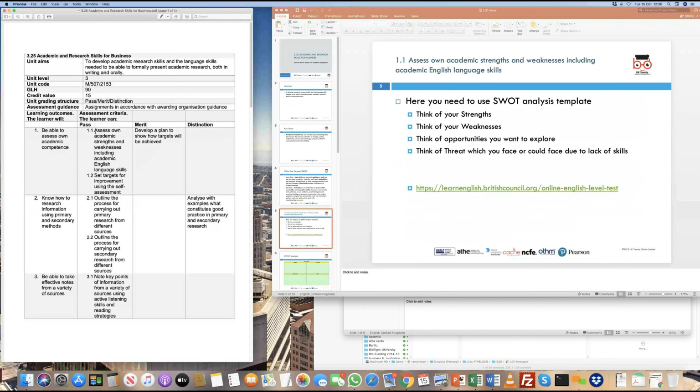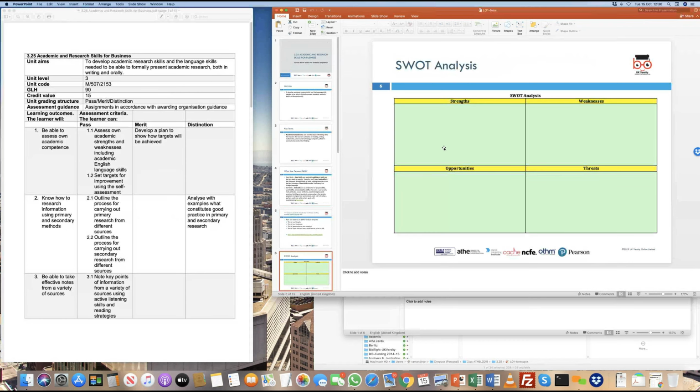Now, in the first task, we are looking at assessing our strengths and weaknesses, basically related to the academic skills. So in this first task, what you have to do is a SWOT analysis, and we provided you a bit of a template. This SWOT analysis is primarily going to be in the area of English language skills.